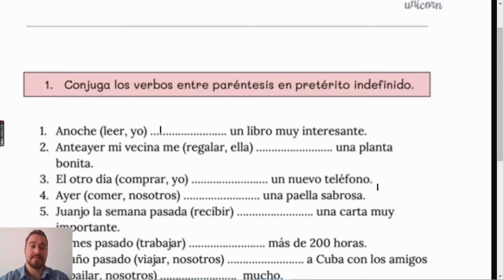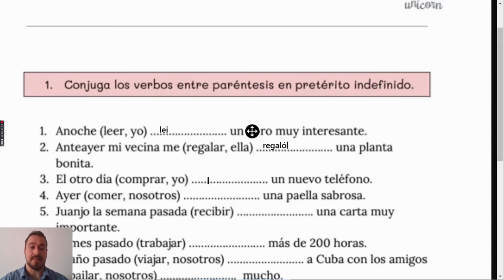So anoche, leí, you drop ER and you add I, that tilde, yeah, we call it tilde. Leí un libro muy interesante. So last night I read a very interesting book. Anteayer, the day before yesterday, my neighbor, mi vecina, me regaló. Important, stress on the last syllable. Otherwise you're saying regalo, which means something different.